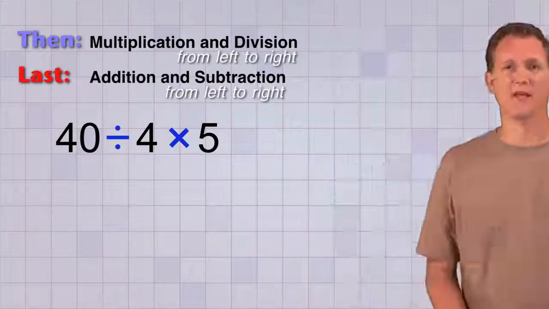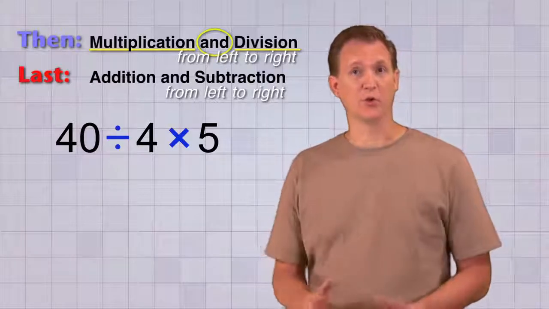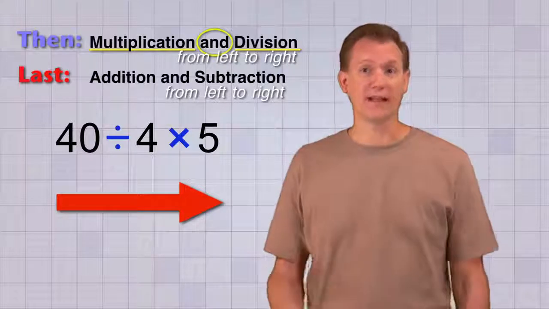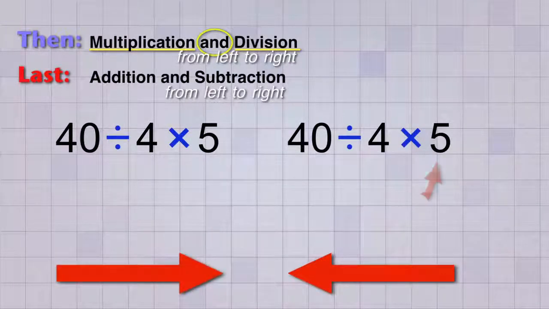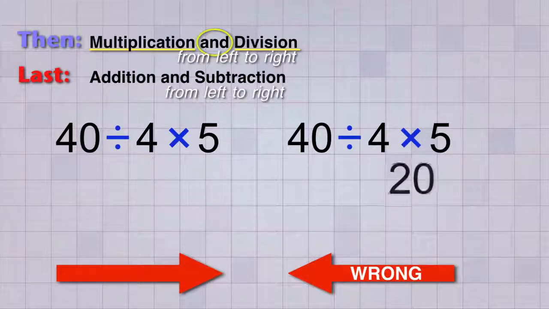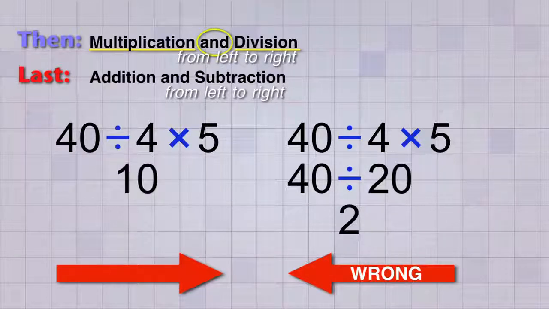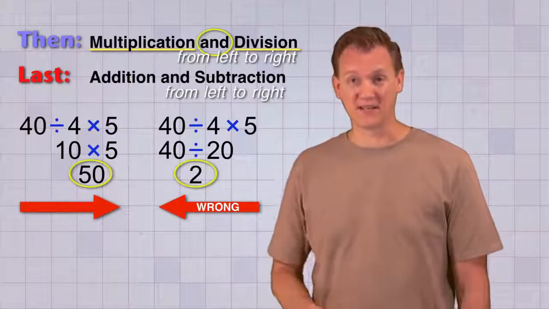from left to right. If you have a problem that has both multiplication and division, then you're supposed to work it from left to right. That's because in some cases, you can get a different answer if you go from right to left. For example, in this problem, if you work from right to left the wrong way, you would do the 4 times 5 first and get 20. And then 40 divided by 20 equals 2. But if you go from left to right, you would do 40 divided by 4 first, which is 10. And then 10 times 5 equals 50. Wow, the direction we went made a big difference.